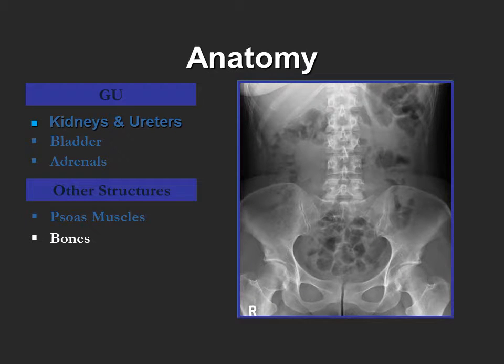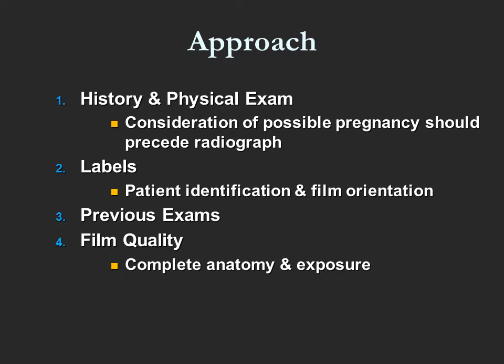This slide outlines the anatomy of the genitourinary system and other structures seen in the abdomen, including the psoas muscles and the bones. The genitourinary system is comprised of retroperitoneal organs, including the kidneys, the ureters, the bladder, and the adrenals. Please click on the blue links to view the corresponding anatomy.